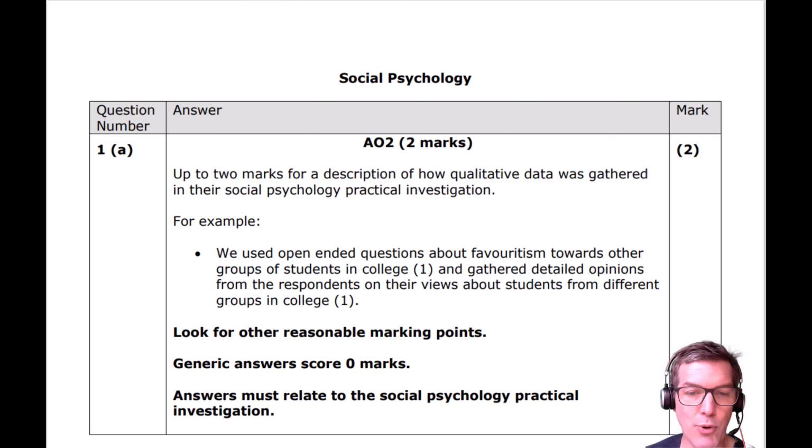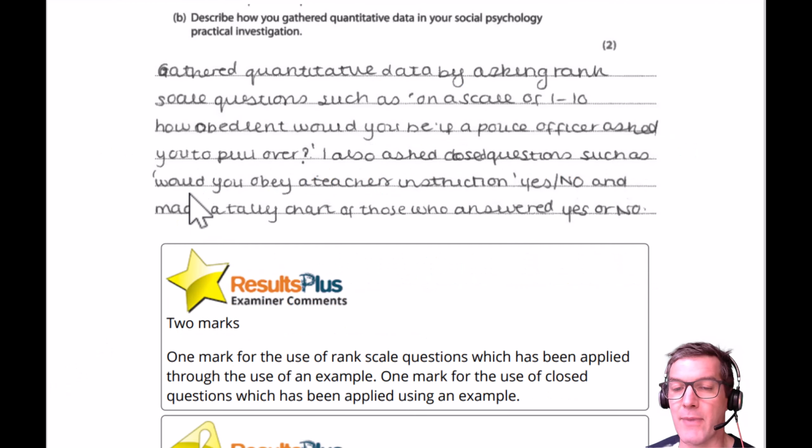In the examiner report, we have an example that got 2 out of 2 for the second part of this question on quantitative data. The answer is: gathered quantitative data by asking rank scale questions such as, on a scale of 1 to 10, how obedient would you be if a police officer asked you to pull over? I also asked questions such as, would you obey a teacher's instruction, yes/no, and made a tally chart of those who answered yes or no.